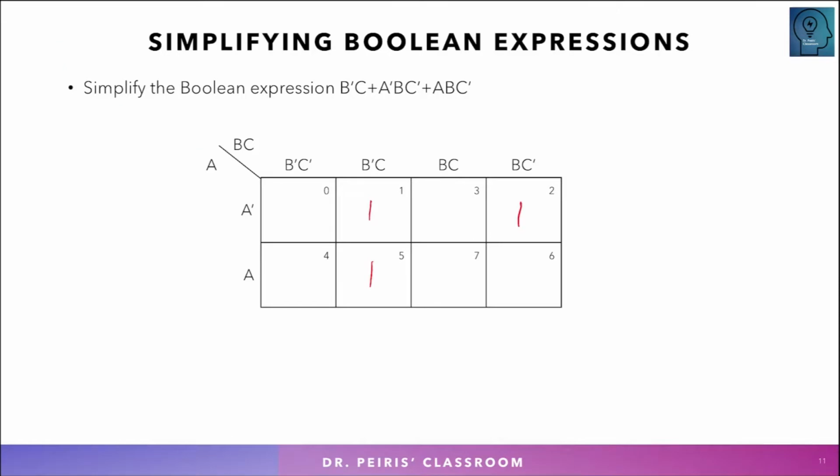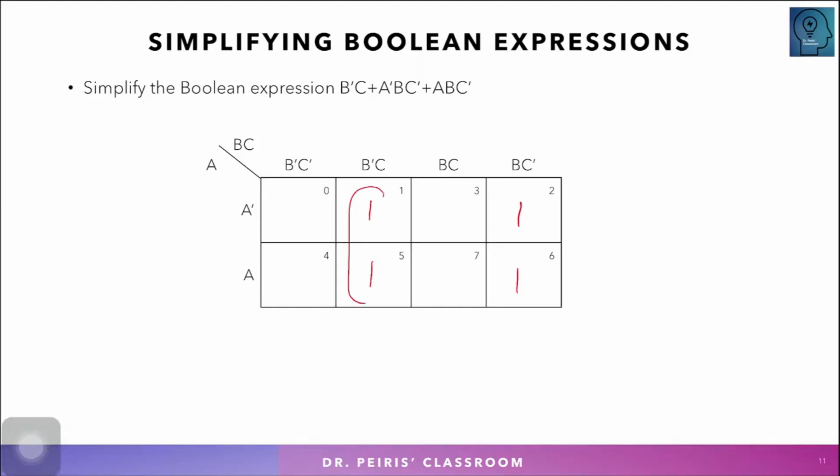I put a 1 here. And similarly A BC prime. This is A. Now we look for BC prime. Here is BC prime. So this is A BC prime. Put a 1 here. And then you do the same method that you did for the other questions to do the grouping.